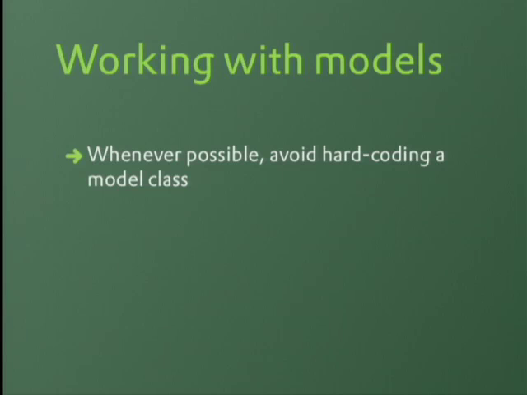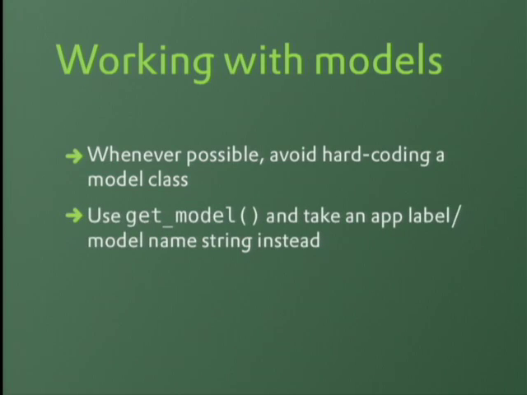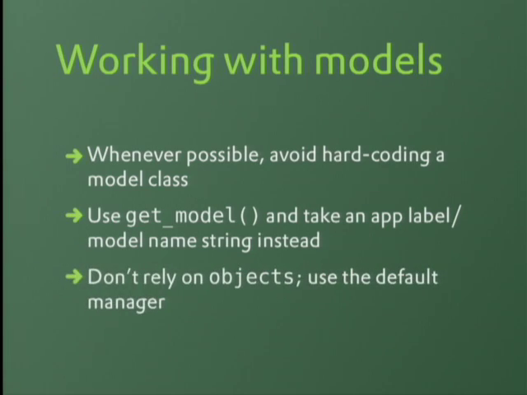I like to say, whenever you can, avoid hard coding model classes in code that you're writing to be reused. Django provides this really incredibly handy function called getModel, which you pass a pair of items, an application name and a model name, and it will go out and fetch the model class for you and then let you work with it. And once you've got it, a lot of times I like to say, don't rely on objects being that manager that Django creates for you.